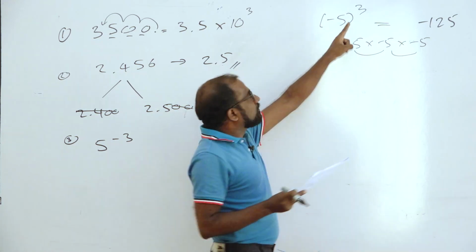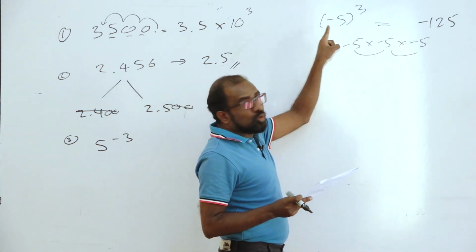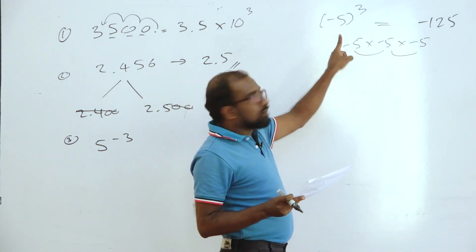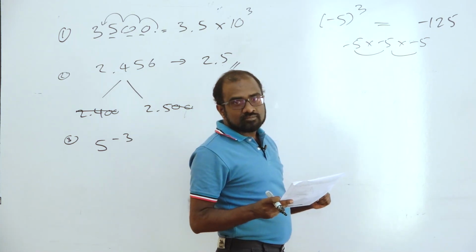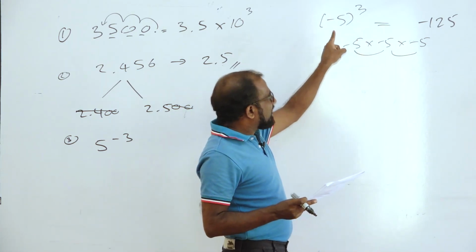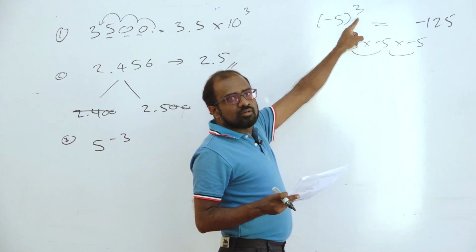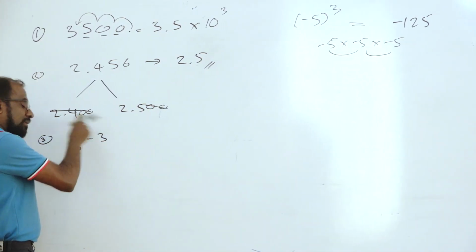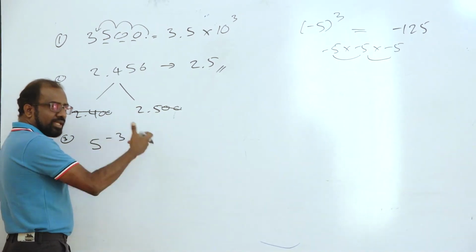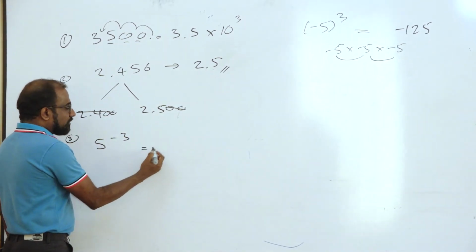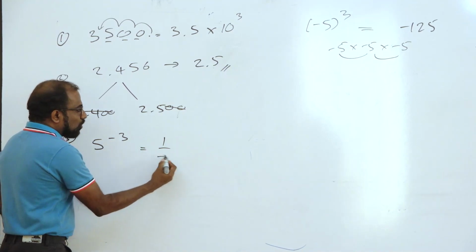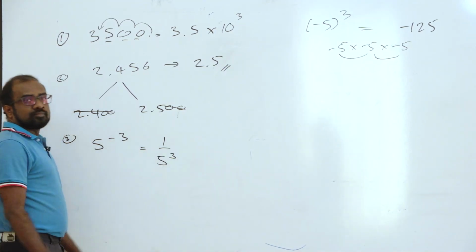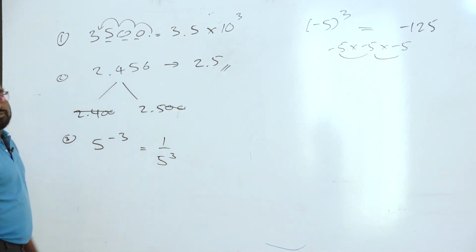This is the power of a negative number, for example minus 4 to the power 3, where the base is negative. But 5 to the power minus 3 is the negative index. The index is negative. So it becomes 1 over 5 to the power plus 3. This is how you have to write this one.